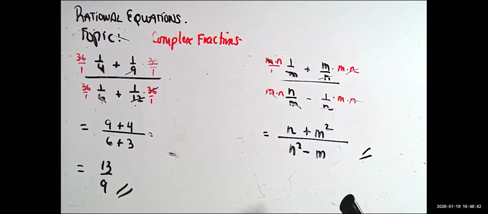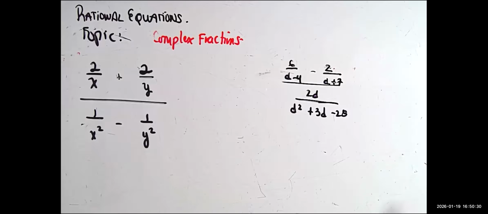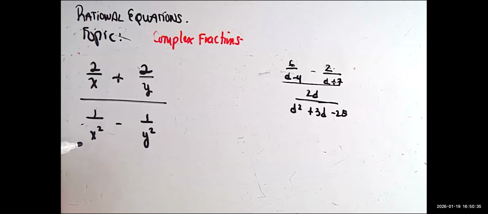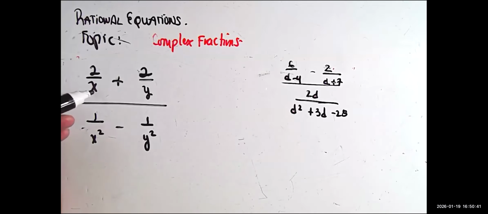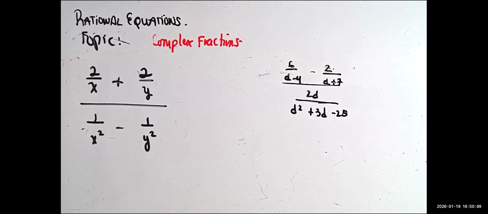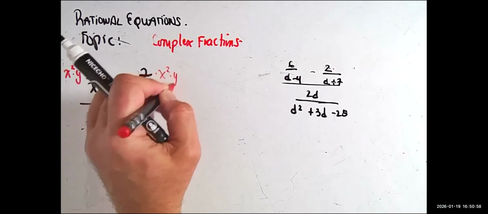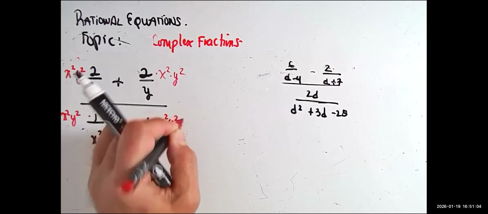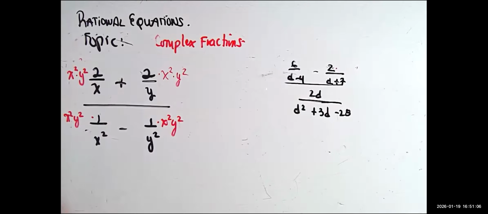Okay, let's try two more examples. Let's try this other example. We have 2 over x plus 2 over y, over 1 over x squared minus 1 over y squared. Of course, for my least common denominator, I have to have the x and the y. For the LCD, we always choose the higher exponent. Between 1 and 2, of course, x squared. We want y squared. So we have to multiply every single term by x squared y squared. And let's see what type of damage we made.